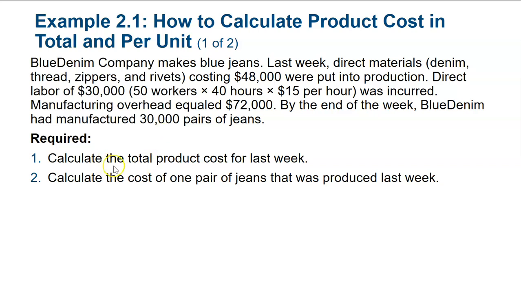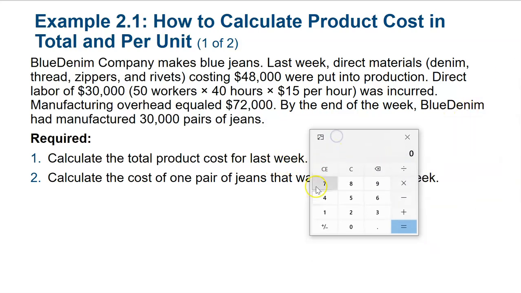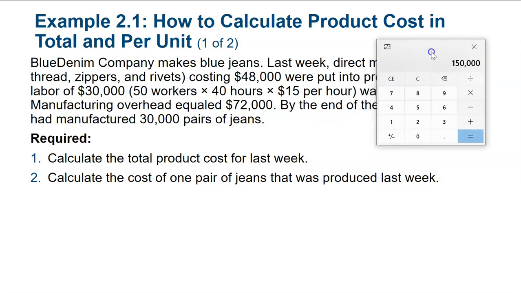So it says calculate the total product cost for last week. Well, this is pretty simple. We can bring our calculator over here and say, okay, $48,000 in direct materials right here, these four types of items, plus the $30,000 in labor, plus $72,000 of allocated overhead equals $150,000.